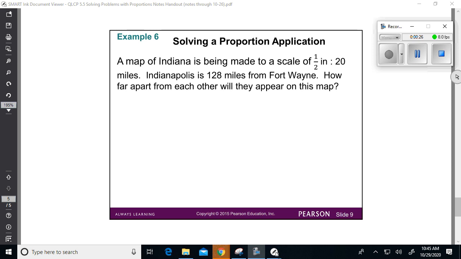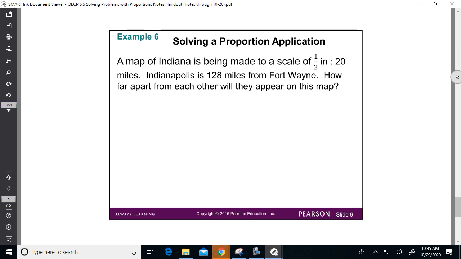So, we've all worked with scales before and reading a map. Now, of course, with GPS and whatnot, the phone or whatever device we're using does a lot of that for us. But if we're looking at a map, we look at it in terms of a scale.